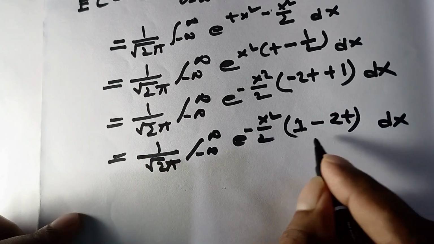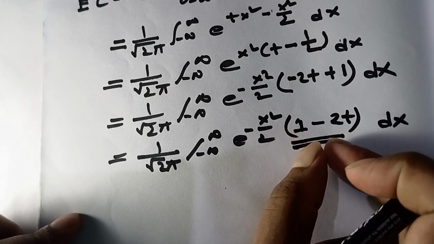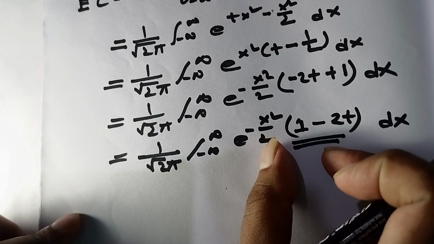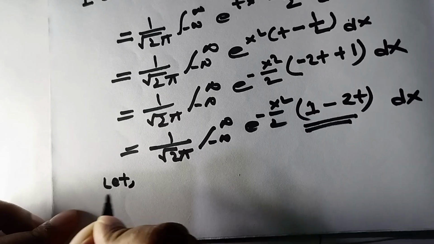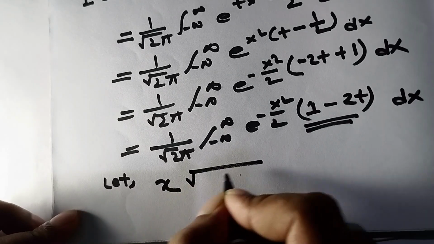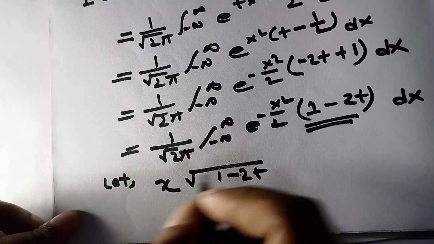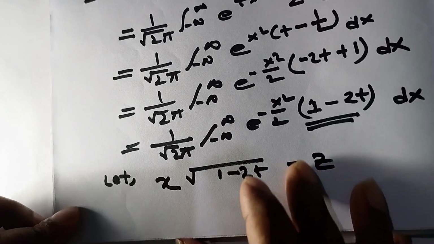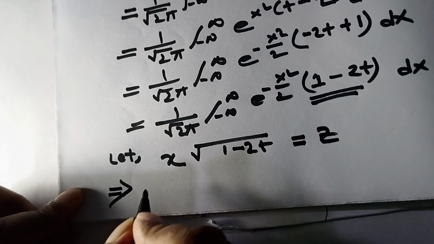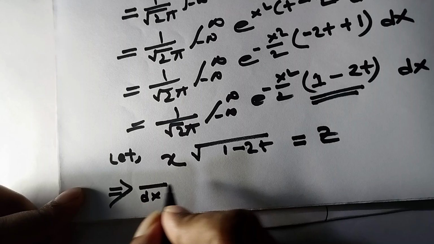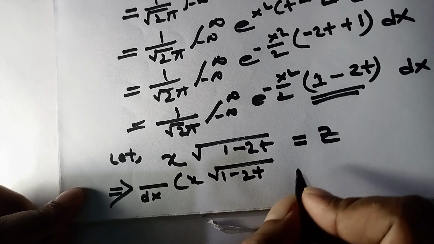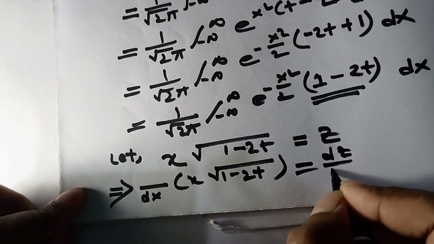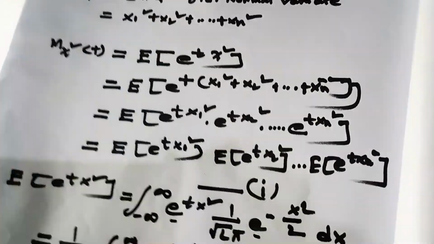Now this term is the major term here. I cannot directly integrate this, so I have to make a substitution. Let x times root over 1 minus 2t equal z. That is what I am supposing. Now I will differentiate both sides with respect to x, where root of 1 minus 2t is constant, so dz by dx.